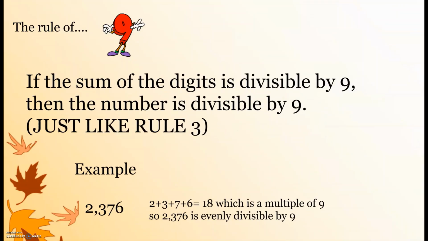Last but not least, our rule of 9. So similar to the rule of 3, we're doing the exact same thing. We want to add up our digits to see if it's divisible by 9. So 2 plus 3 plus 7 plus 6 gives us 18. 18 we know is divisible by 9 because 18 divided by 9 is 2. So this entire number is divisible by 9.